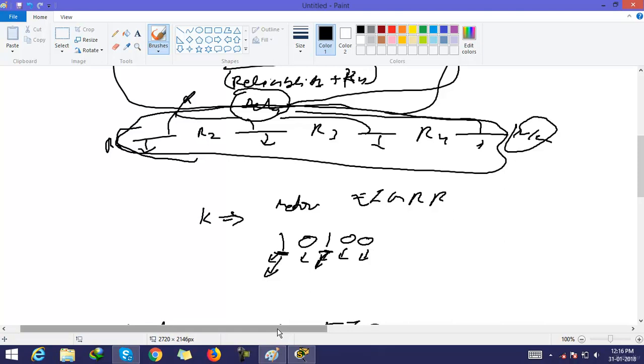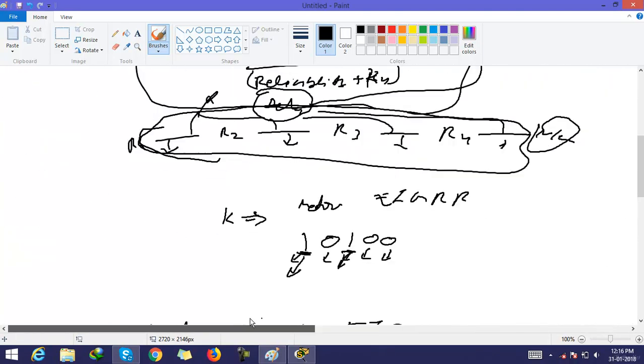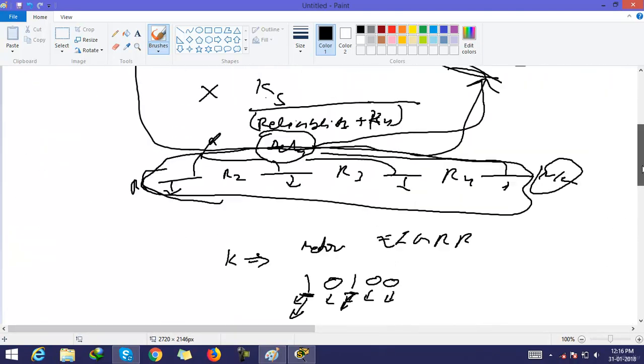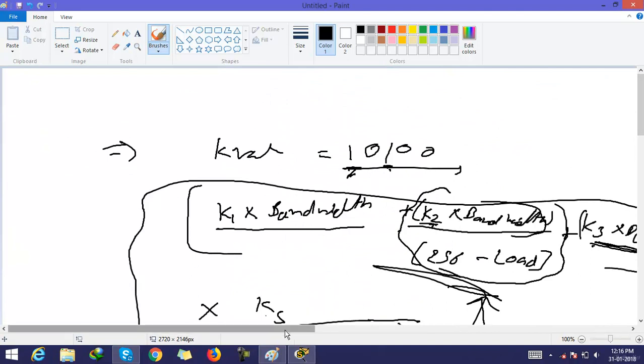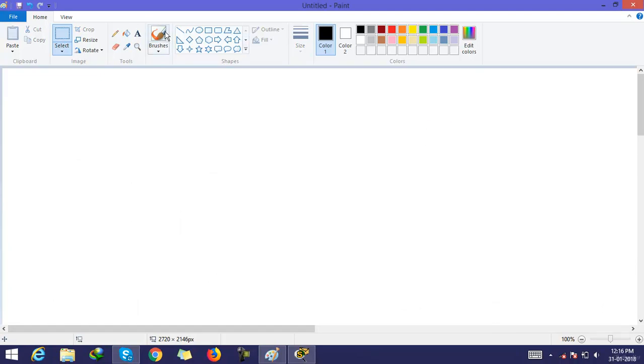Now the best or another feature of EIGRP, that is unequal load balancing.